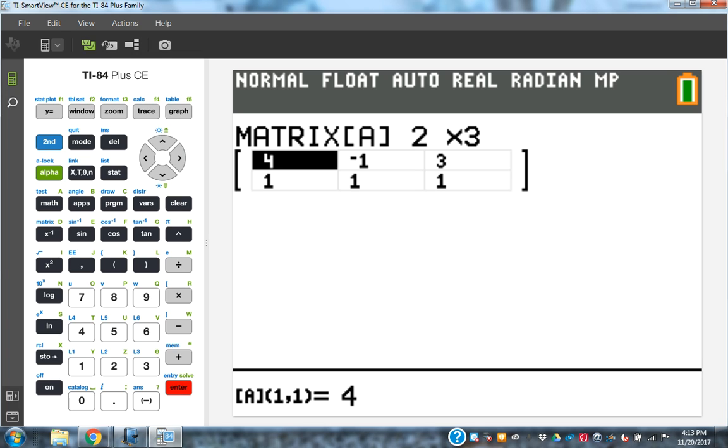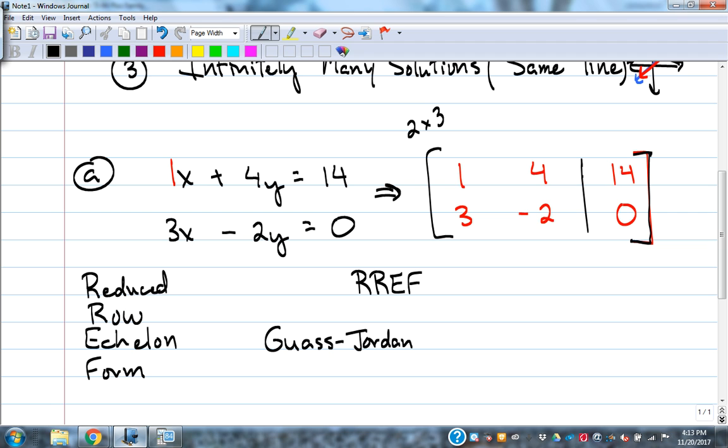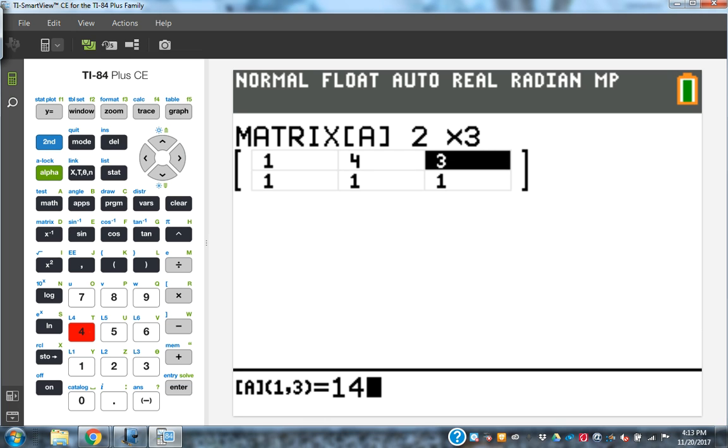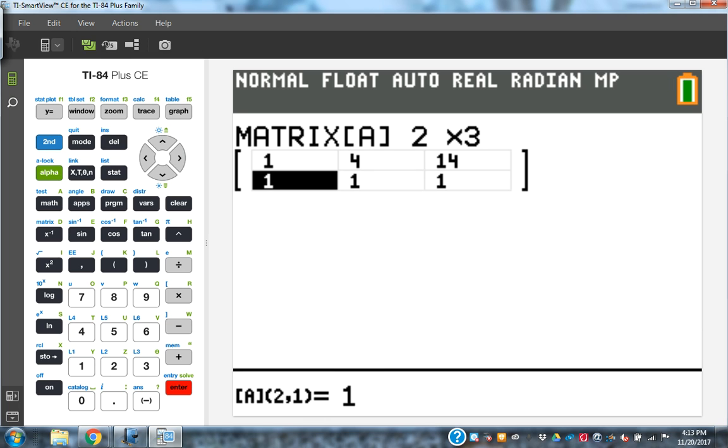Okay. So from there, you're going to enter that 2 by 3 matrix that we wrote on our paper. The first row was 1, 4, 14. So 1, enter, 4, enter, 14, enter. You don't have to delete anything. Just type over the top of it, and it overrides it. And then the second row was 3, -2, and 0. Everybody with me up to that point?